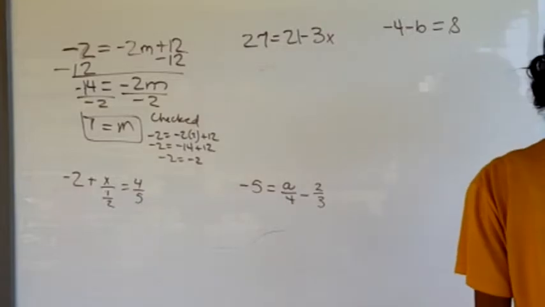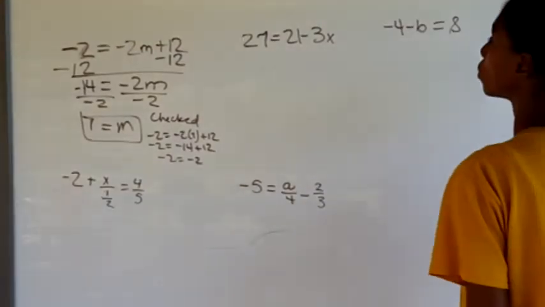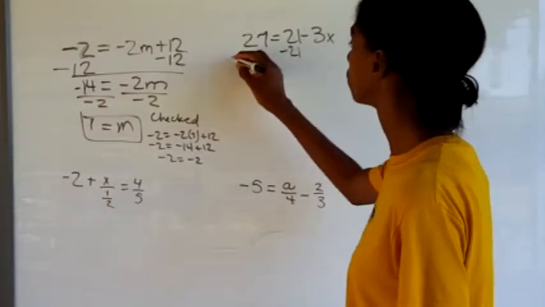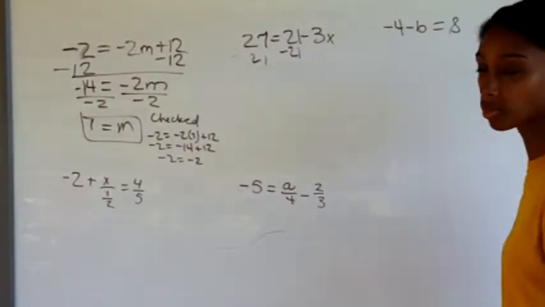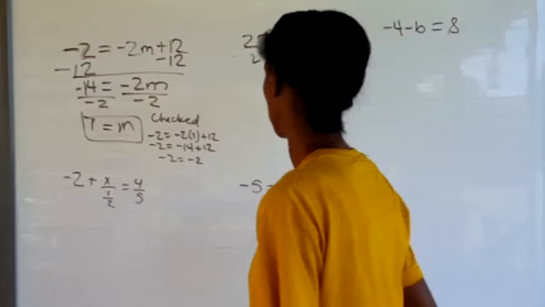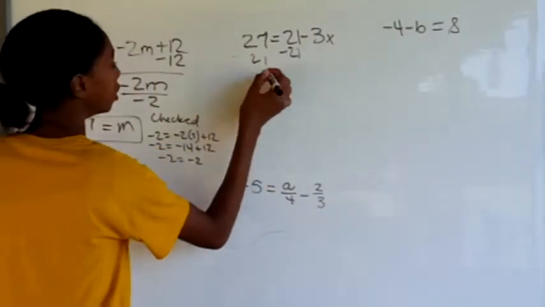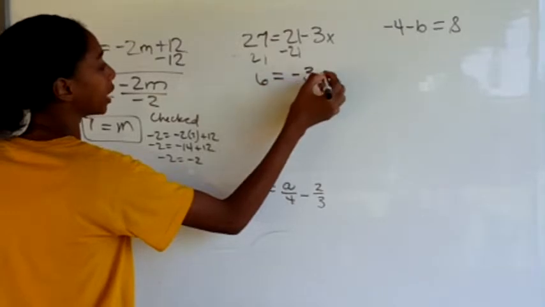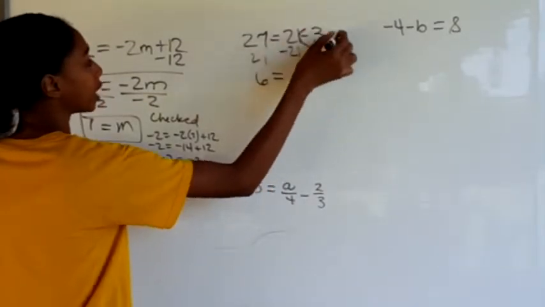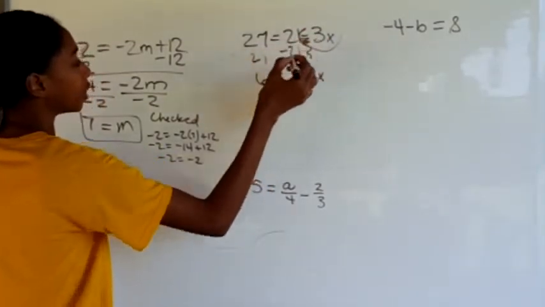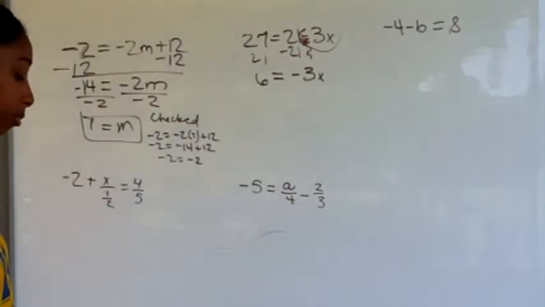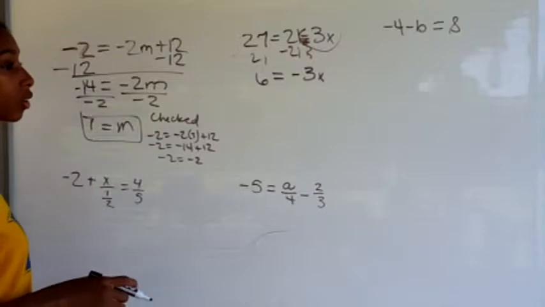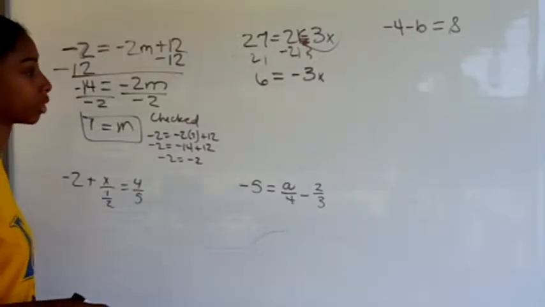We have 27 equals 21 minus 3x. So we're going to subtract 21. And this is going to be 6 equals -3x. Remember to keep your signs. Don't get rid of those. Make sure you're carrying those with the term or the variable that it's with.